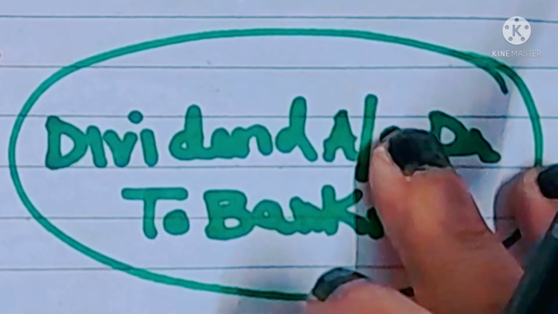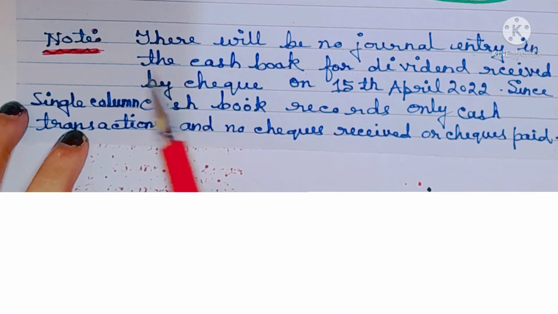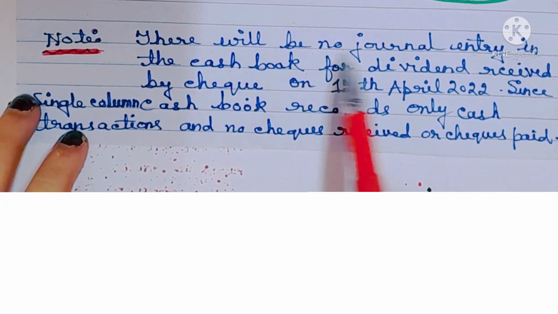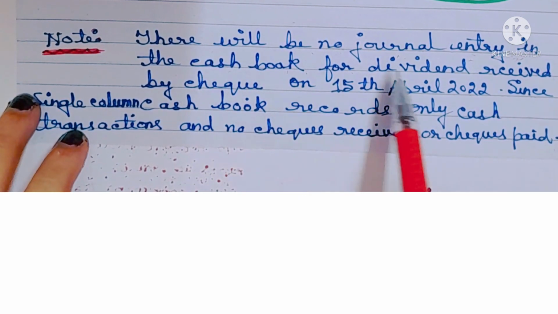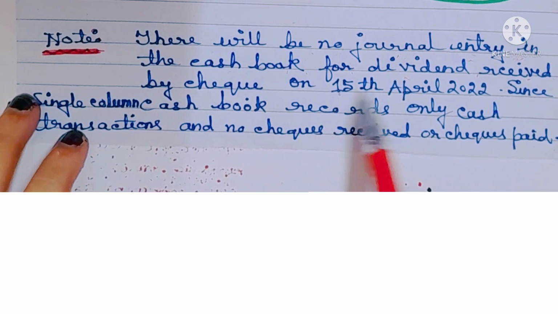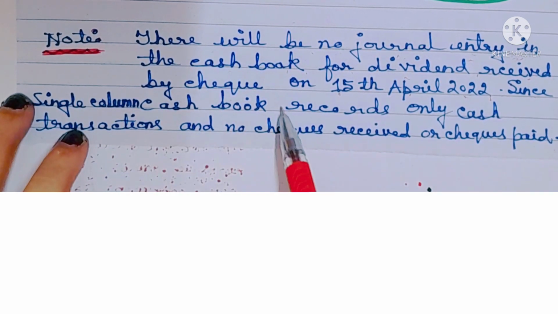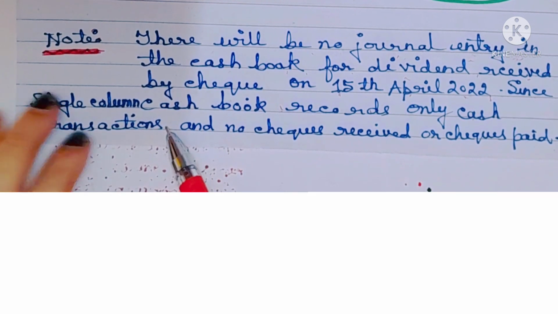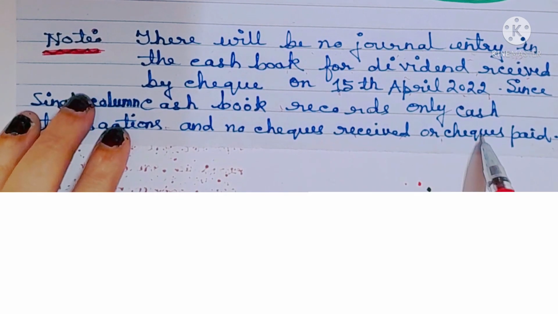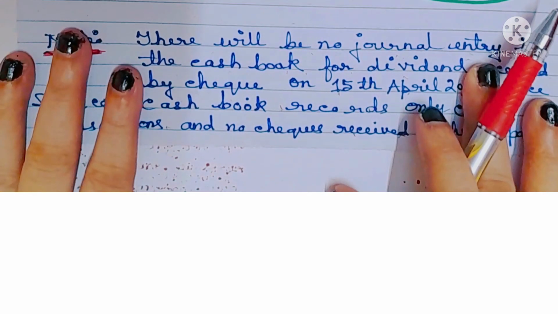How will we write? Let me show you. Note: there will be no journal entry in the cash book for dividend received by check on 15th April 2022, since single column cash book records only cash transactions and no checks received or checks paid. Okay, now let's see the next transaction.